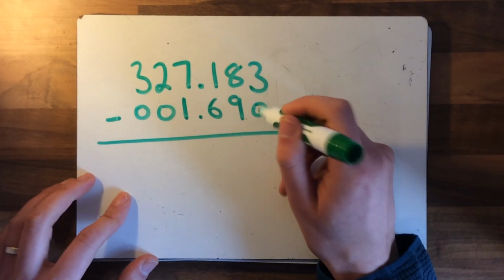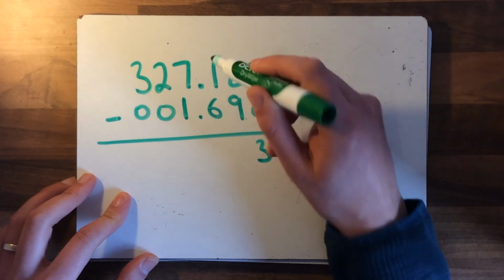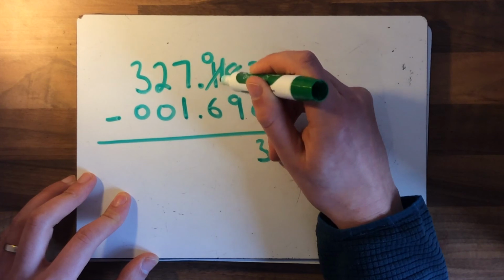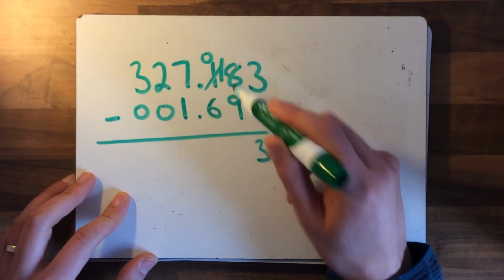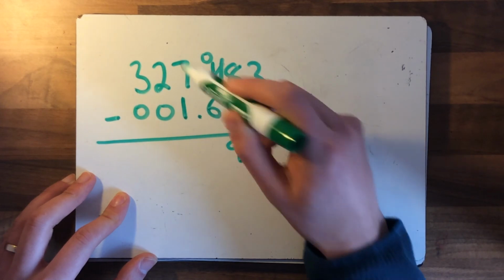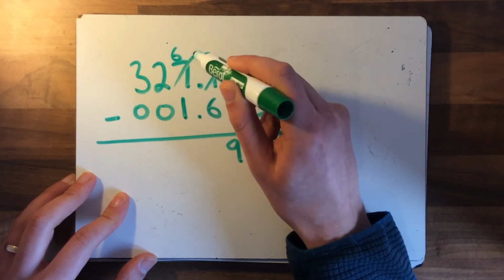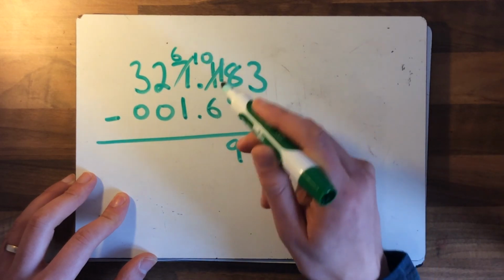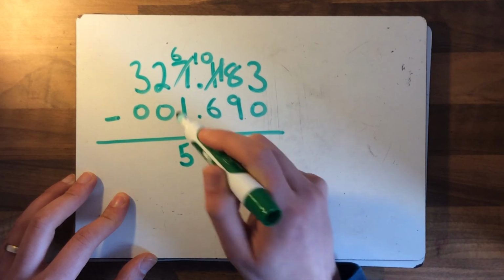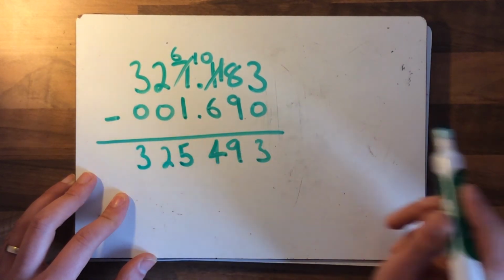So 3 take away nothing is 3. We can't do 8 take away 9 because 9 is bigger. So this 1 becomes 0, and then that 1 comes over here to turn that into 18. 18 take away 9 is 9. We can't do 0 take away 6, so again we need to exchange. This 7 becomes 6, that becomes 10. 10 take away 6 is 4. 6 take away 1 is 5. 2 take away nothing is 2. And 3 take away nothing is 3.